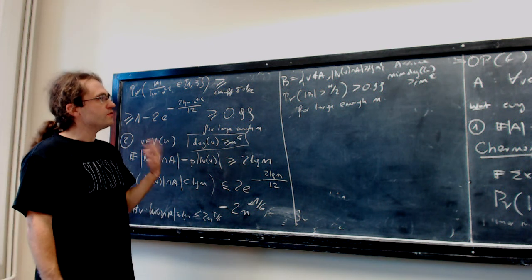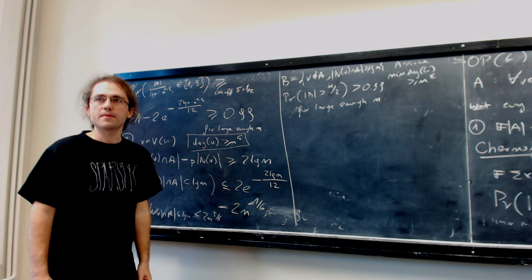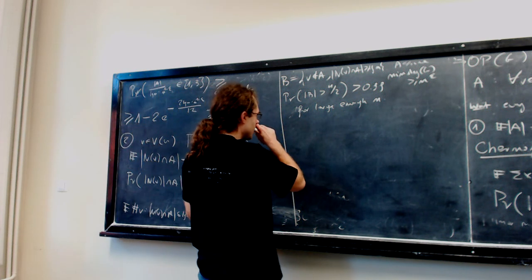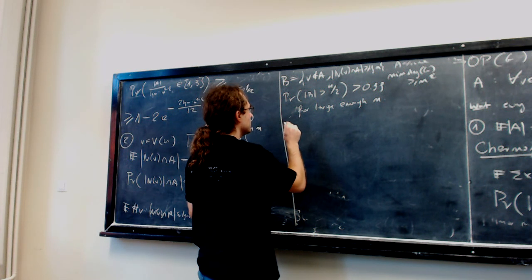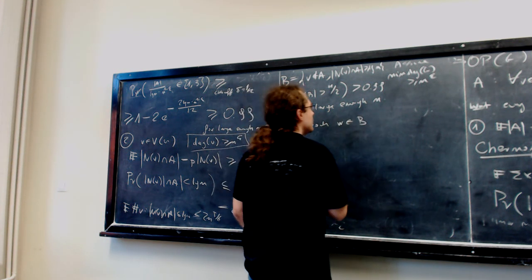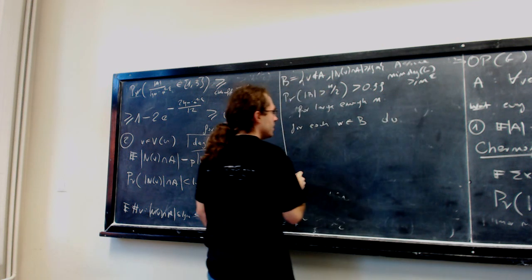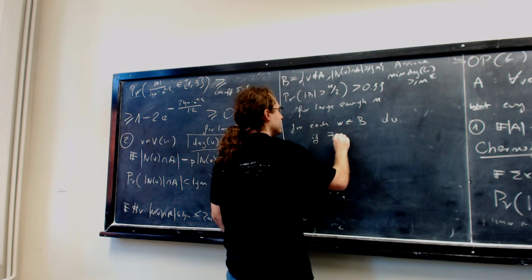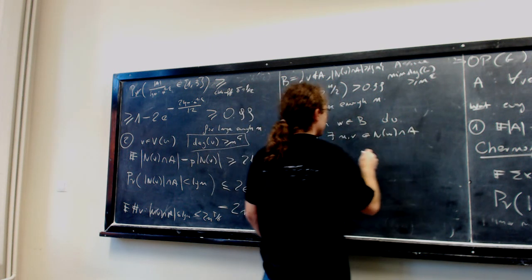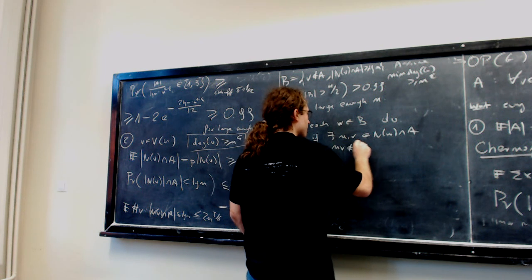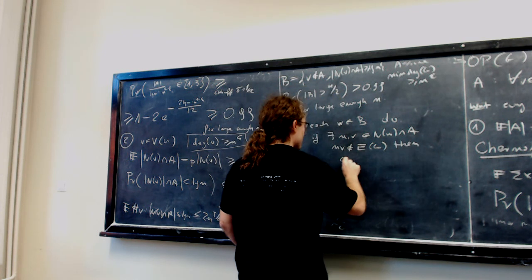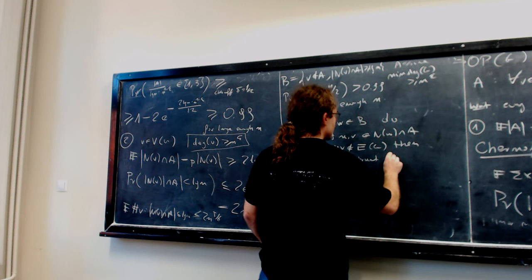Okay? So I have a lot of guys that have large neighborhoods in A. And now I want to say the following. Let's make the following procedure. For each W in B, do: if there are U, V in the neighborhood of W in A such that UV is not an edge, then contract W onto U.